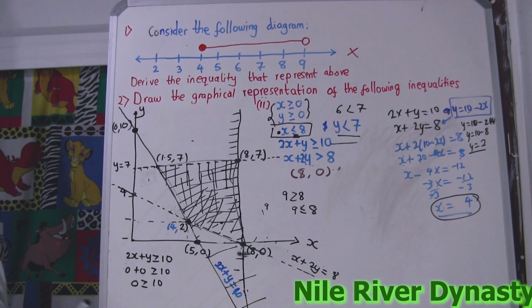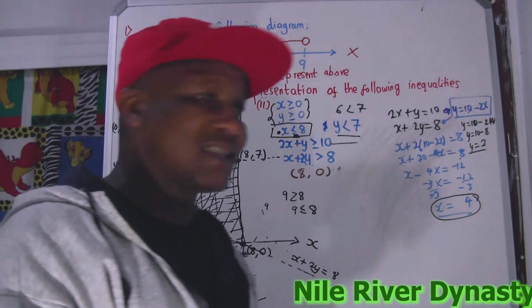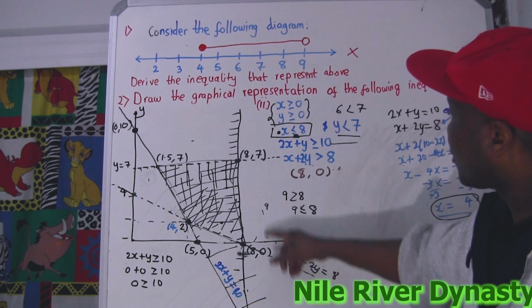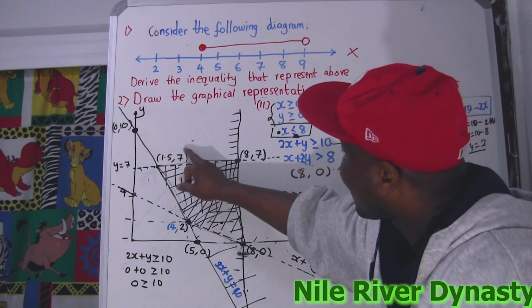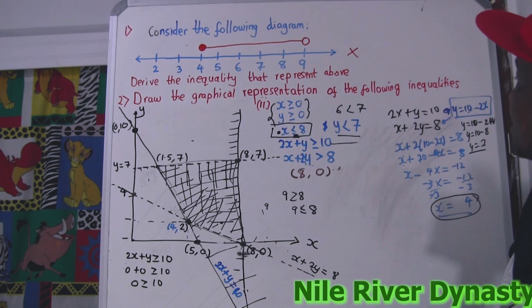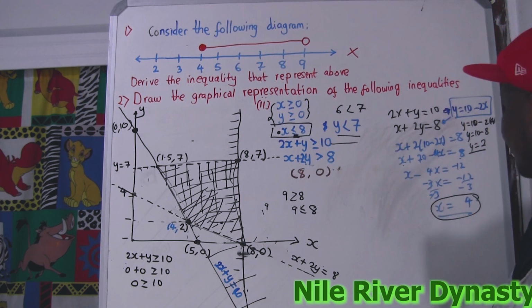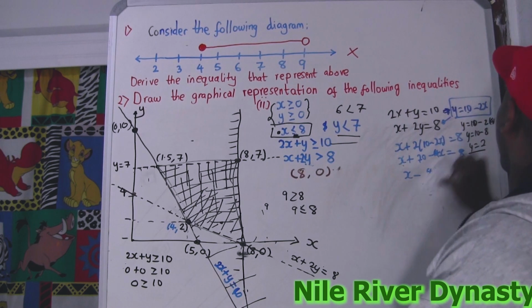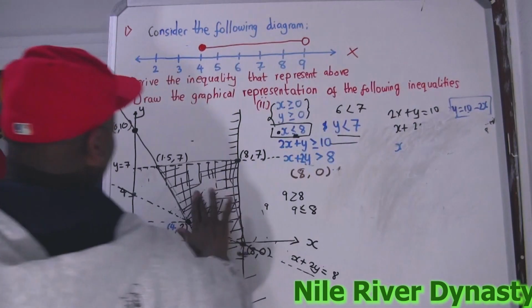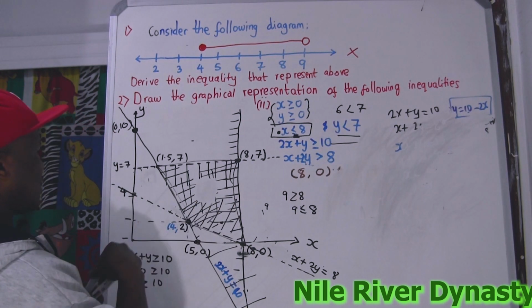Yes, 4, 2. So we have all the feasible points. Just in case they ask you, okay, give us all the feasible points: the feasible points are (0, 8), (7.5, 0), and (4, 2). That's our feasible points. You know what I'm saying? So we're done with that question, which we're going to use those feasible points, and this is the feasible region here.